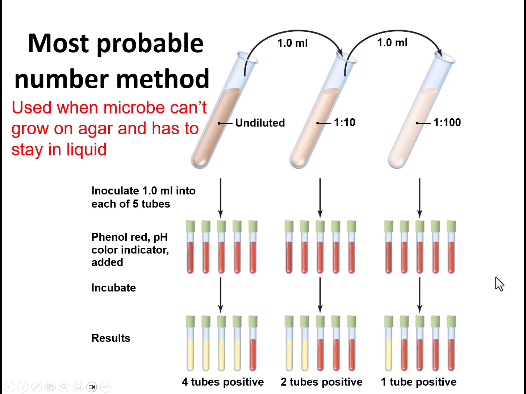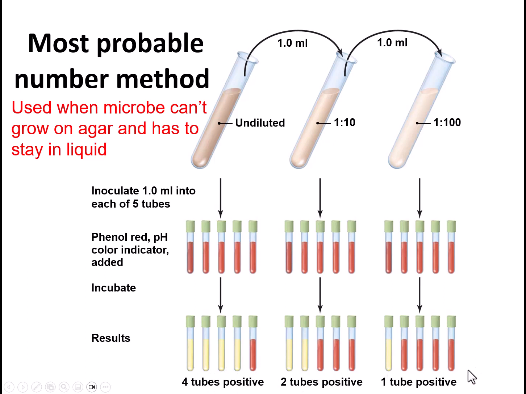And based on our dilutions and the number of tubes that turn colors, we've got mathematical tables, because the math is pretty complex. We've got mathematical tables that will just say, okay, based on your dilution series and how many tubes turned positive, we've got tables that will tell us an estimate, a number of bacteria that are there.